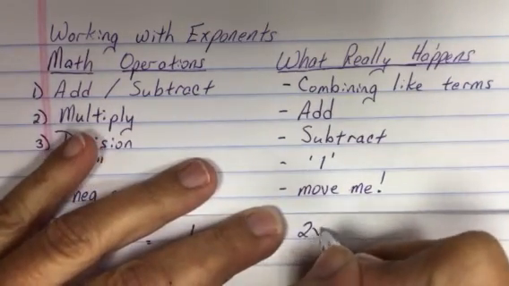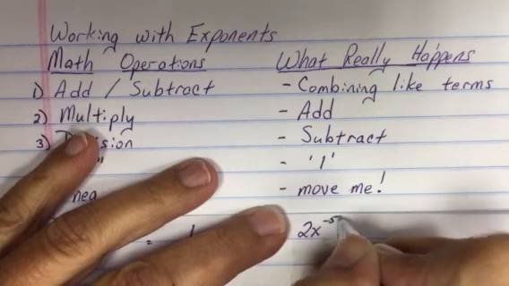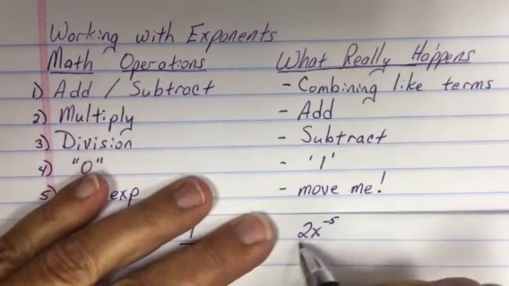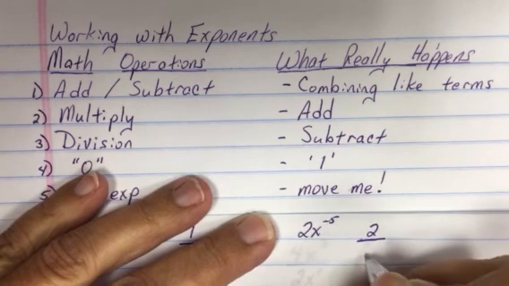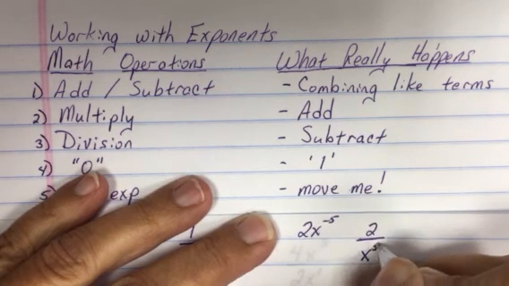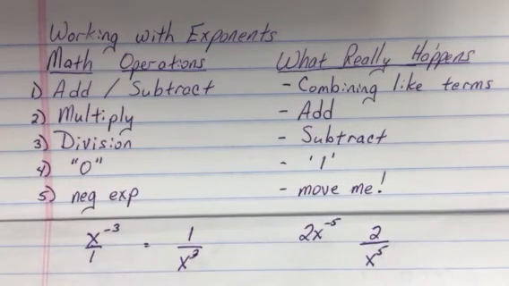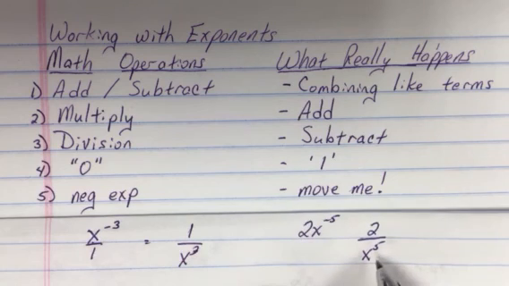I have 2x to the negative 5. On this one, the 2 is not being affected, just the x. So the 2 stays where it's at. X to the 5th moves below. So a negative exponent doesn't affect the sign or the coefficient. It just says, "Move me."